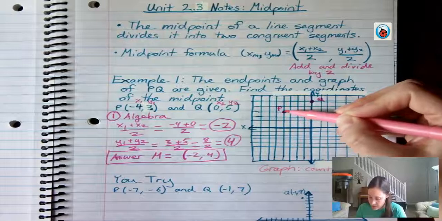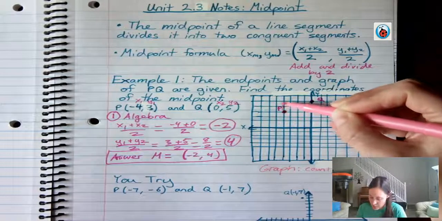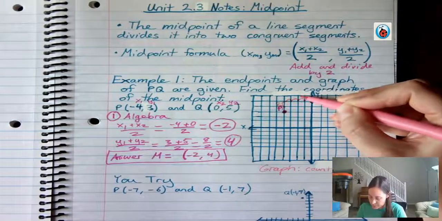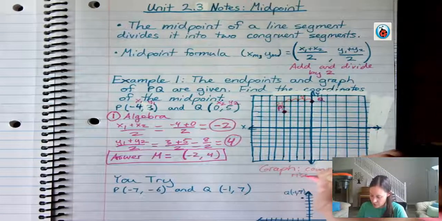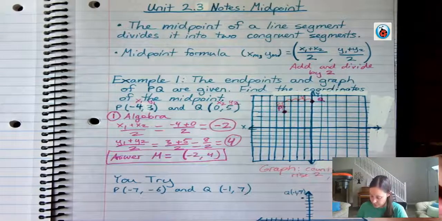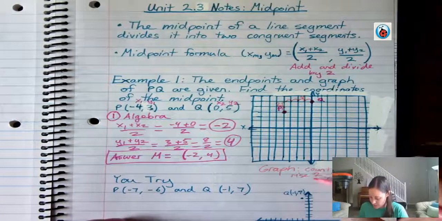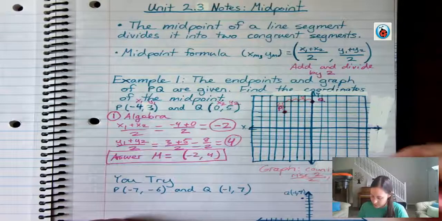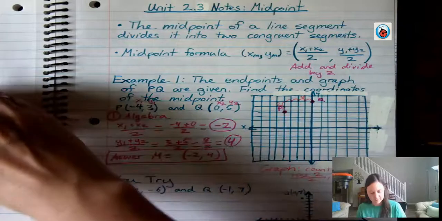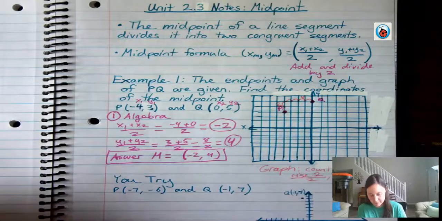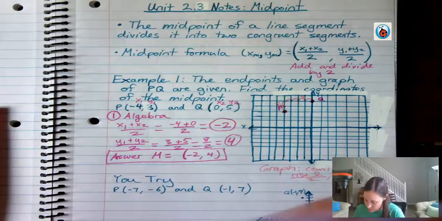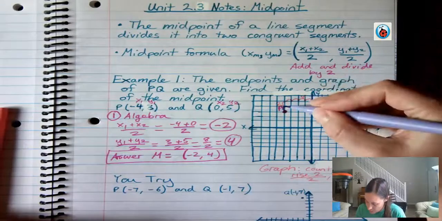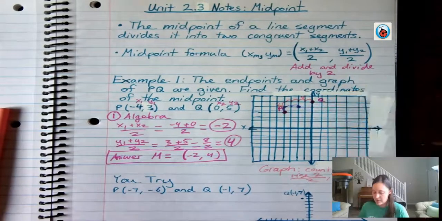So my rise and run, I'm counting to get from P to Q. I go up 2 and over 1, 2, 3, 4. So my rise was 2, my run was 4. The exact middle is I just divide them each by 2. So this time I'm going to go up 1, because 2 divided by 2 is 1. So I go up 1 and over 2, and then I've plotted the middle point.